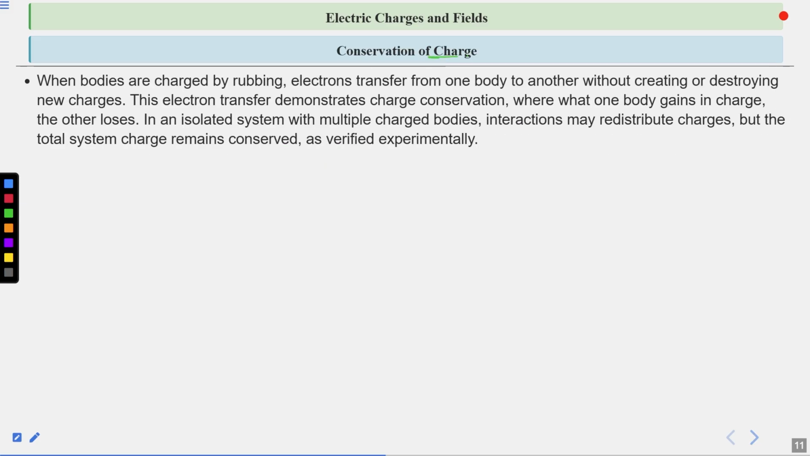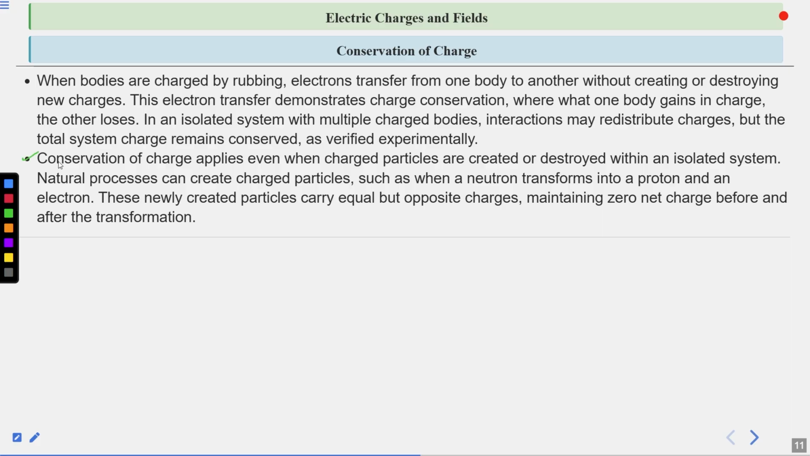Conservation of charge. When bodies are charged by rubbing, electrons transfer from one body to another without creating or destroying charges. This electron transfer demonstrates charge conservation, where what one body gains in charge, the other loses. In an isolated system with multiple charged bodies, interactions may redistribute charges, but the total system charge remains conserved, as verified experimentally.